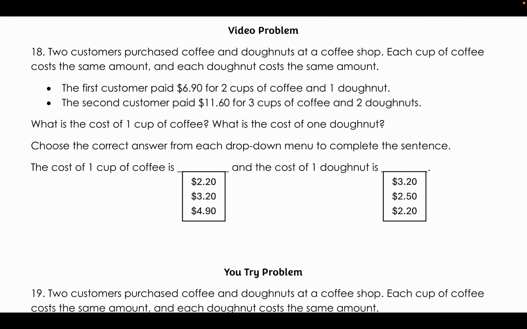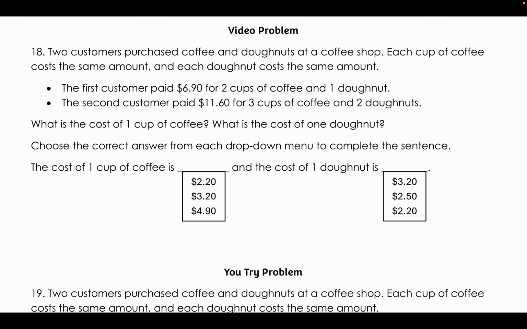Last problem of the study guide. Number 18 says, 2 customers purchase coffee and donuts at a coffee shop. Each cup of coffee costs the same amount and each donut costs the same amount. The first customer paid $6.90 for 2 cups of coffee and 1 donut. The second customer paid $11.60 for 3 cups of coffee and 2 donuts. What is the cost of 1 cup of coffee and what is the cost for 1 donut?